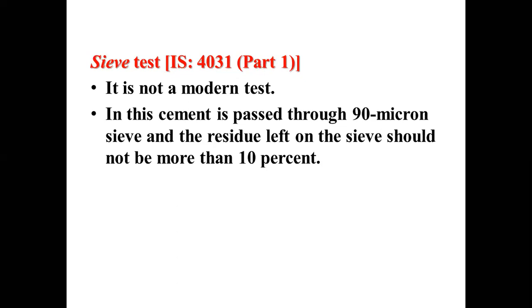It means that whatever residue is left after sieving for 10 to 15 minutes through the 90 micron sieve has to be less than 10%. If it is more than 10%, the fineness is not there in the cement. More lumps are there in the cement itself. So that is about the 90 micron sieve test.